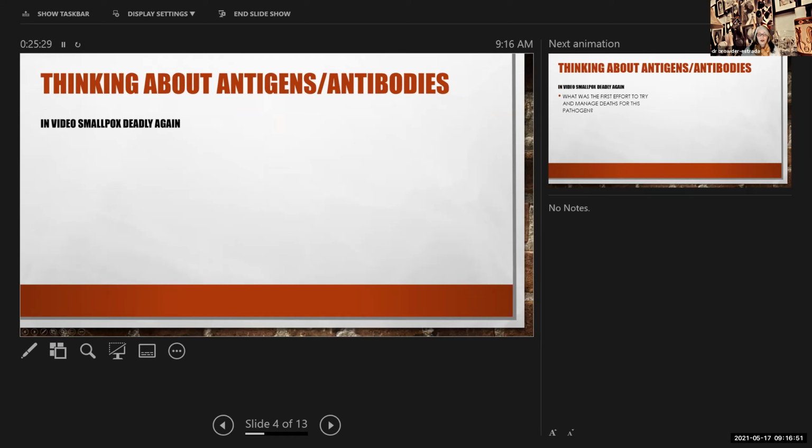So thinking about antigens and antibodies from last week, and then in the program, smallpox, again a classic. In your notes, you want to be sure you have what was the first effort to try to manage deaths for this pathogen. It's part of the program. The first effort there, when they talk about how horrible it is in the modern world, and then they move on to looking historically.